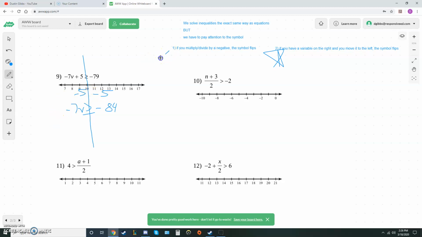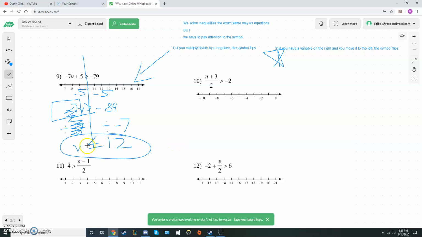Now, this is rule 1. Right here, this is rule 1. This coefficient is negative. So the rule is you divide by the coefficient. But notice, I'm doing what rule 1 says. If you divide by a negative, the symbol flips. So please pay attention. I divided by negative 7, so the v still drops down. Greater than or equal to becomes less than or equal to. And then you do negative 84 divided by negative 7, which gives you a positive 12. There you go. V less than or equal to 12.